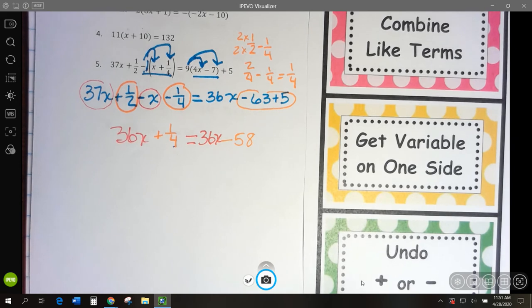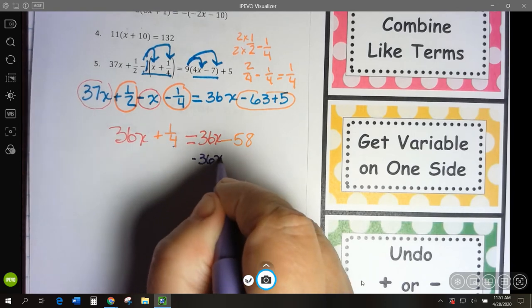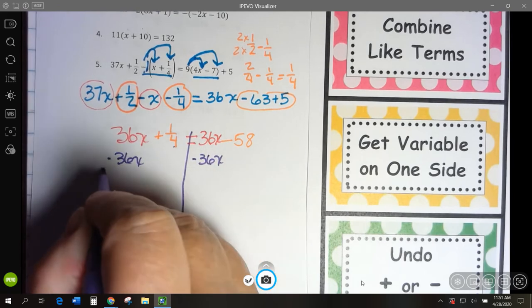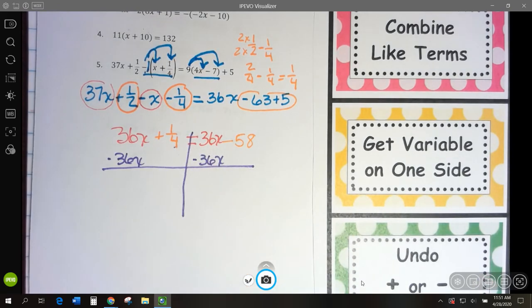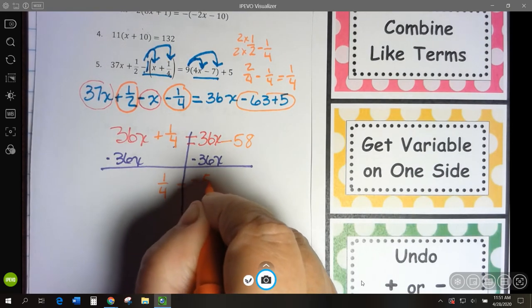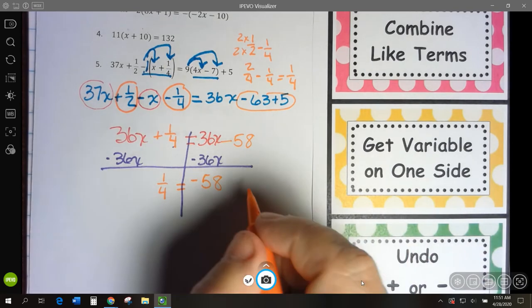on one side. So we have to get rid of the variable with the smallest coefficient. They're both 36, so you can get rid of either one. So we're going to subtract 36x here, subtract 36x here. And we end up with 1/4 equals a negative 58. Oh, that's not right. 1/4 doesn't equal that.